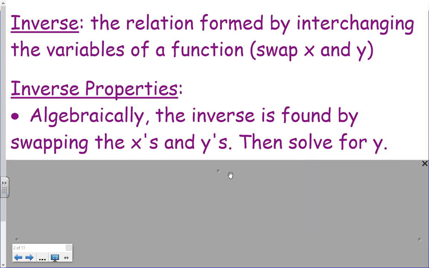All right, so let's talk about how we find inverses. 3 different ways here. If you're trying to find an inverse algebraically, the inverse is found by swapping the x's and y's, and then you solve that for y. This is probably the way that you're used to finding an inverse. Swap your x's and y's and then solve for y. That's algebraically what we do to find an inverse.